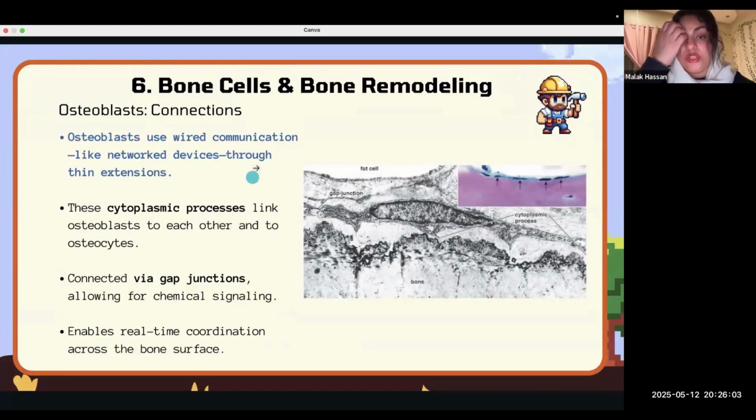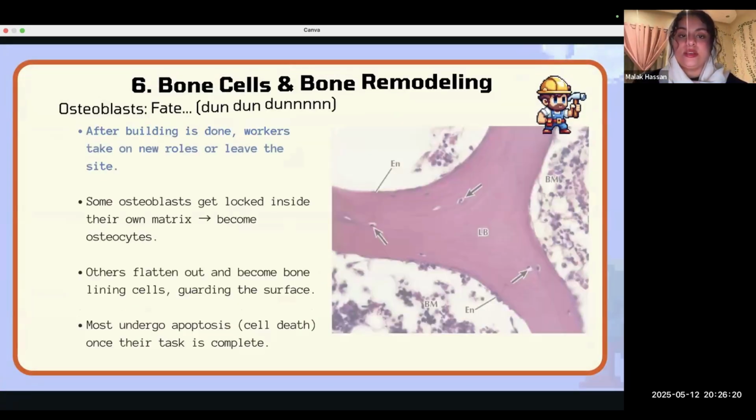Now, osteoblasts use wired communication, like network devices. Like we said, these are the cytoplasmic processes that link the osteoblasts together and to osteocytes, and they're connected via gap junctions, and this enables real-time coordination between the cells.